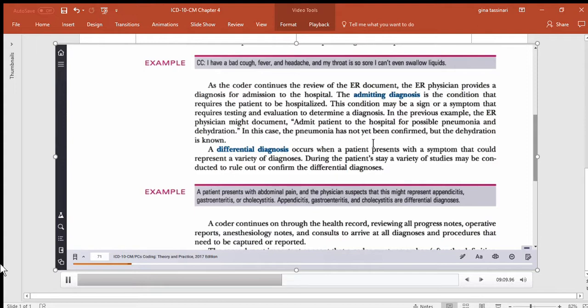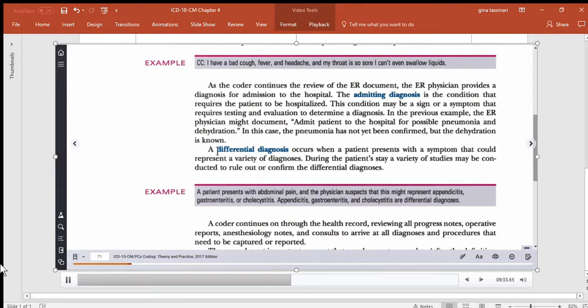Now, if there is no definitive diagnosis, if they suspect that they have a situation or a condition or a disease, and their words are like rule out, suspect, possible, that's not definitive. They do not know for sure if the member or the patient has that diagnosis. Then you would code the signs and the symptoms. Now, differential diagnosis would fall into this.